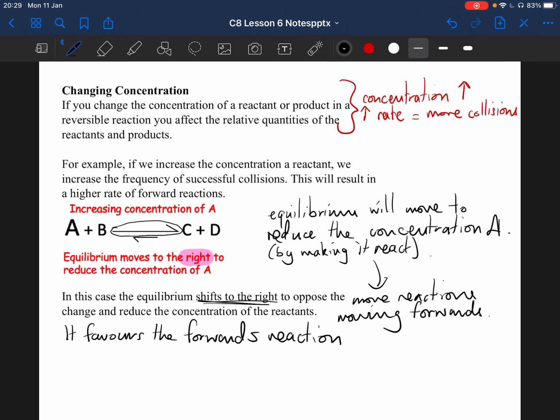And the same can be said if we were to change the concentration of C or D. If you've increased the concentration there, then you're going to need more reverse reactions to reduce their concentration. They might also ask you what would happen if you took away some of your products. So say, for example, if you decreased the concentration of C, what would happen is you need to make more C.